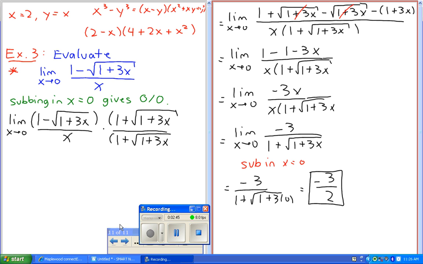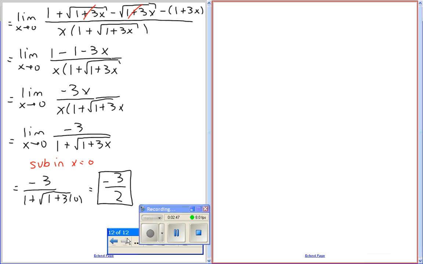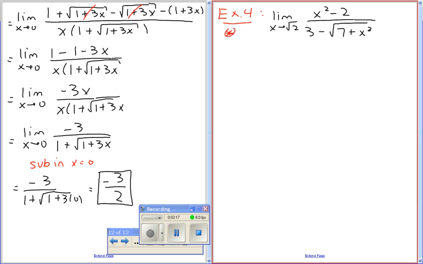Here's example 4. I'm going to put it on the board. I want you guys to try this one out, okay? Example 4 says: limit as x approaches root 2. Oh, look at this. You can have a square root inside of a square root, but it's going to be squared. If that isn't cool, I don't know what is. Okay, so take a try. I'm going to pause this. Take a try on this one.